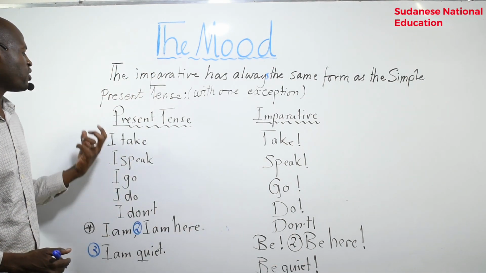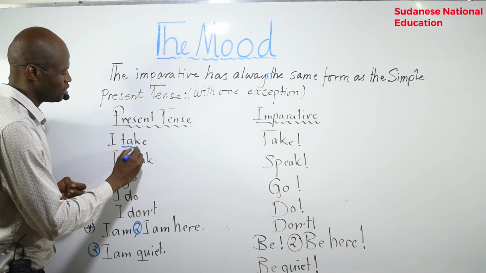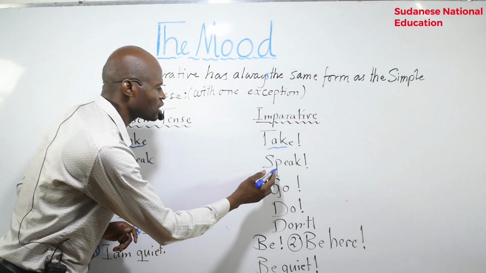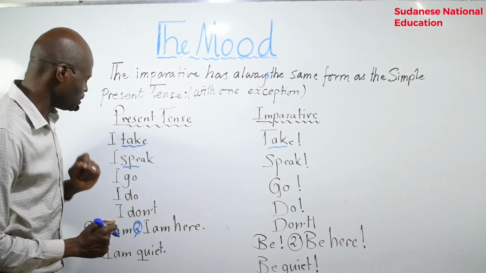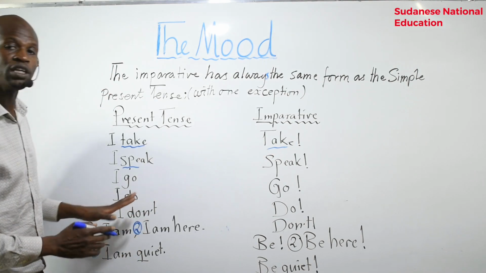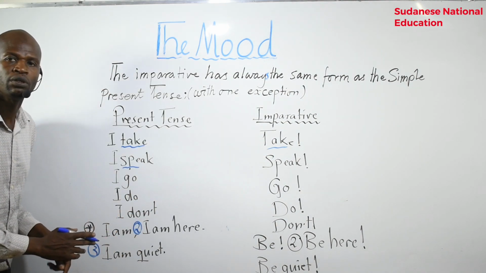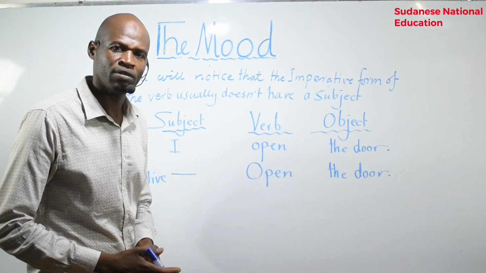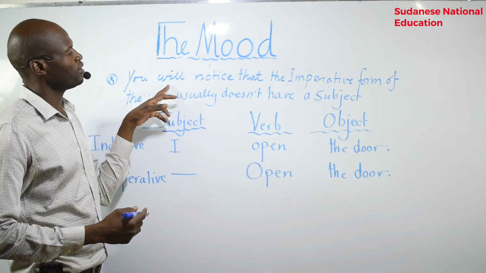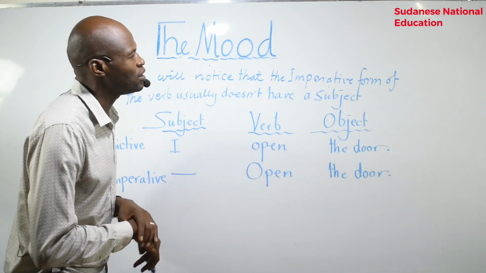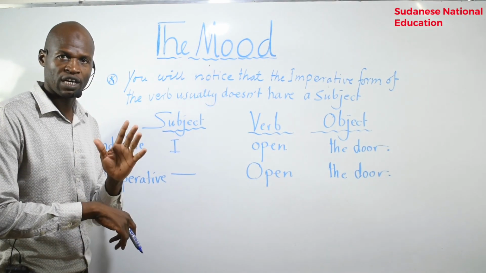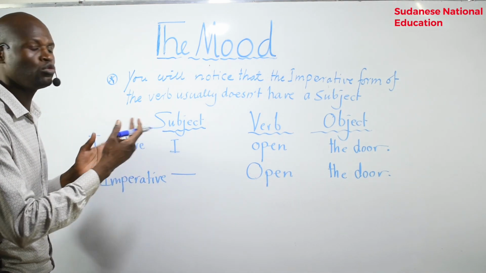But with other verbs, we find the same form of the verb is used. Here take, also here take, here go, here go. Speak, speak, the same. Do, don't, and don't. The only exception we find is in the verb to be. Finally, let's compare between the two moods. You will notice that the imperative form of the verb usually doesn't have a subject. Let's compare the two types of mood.